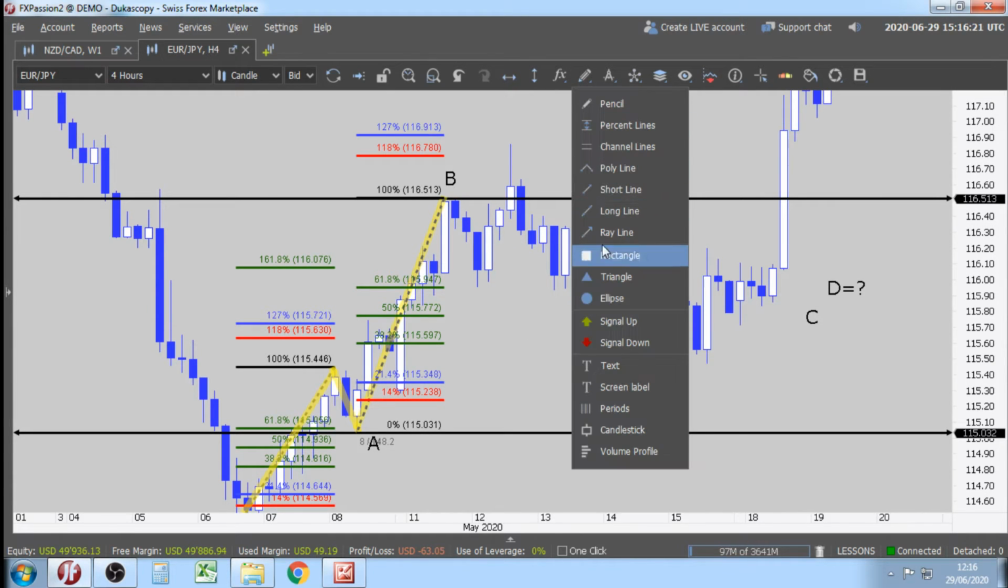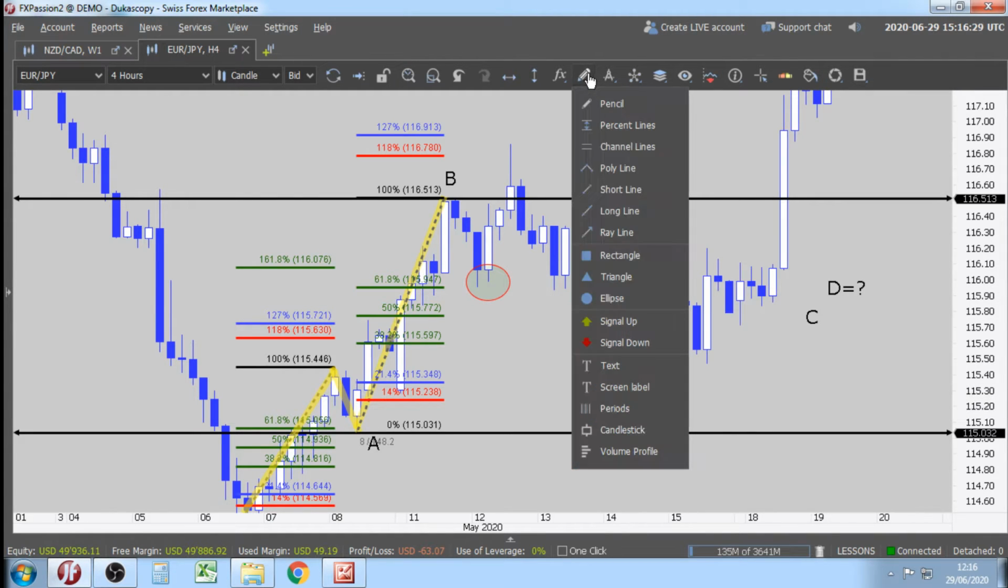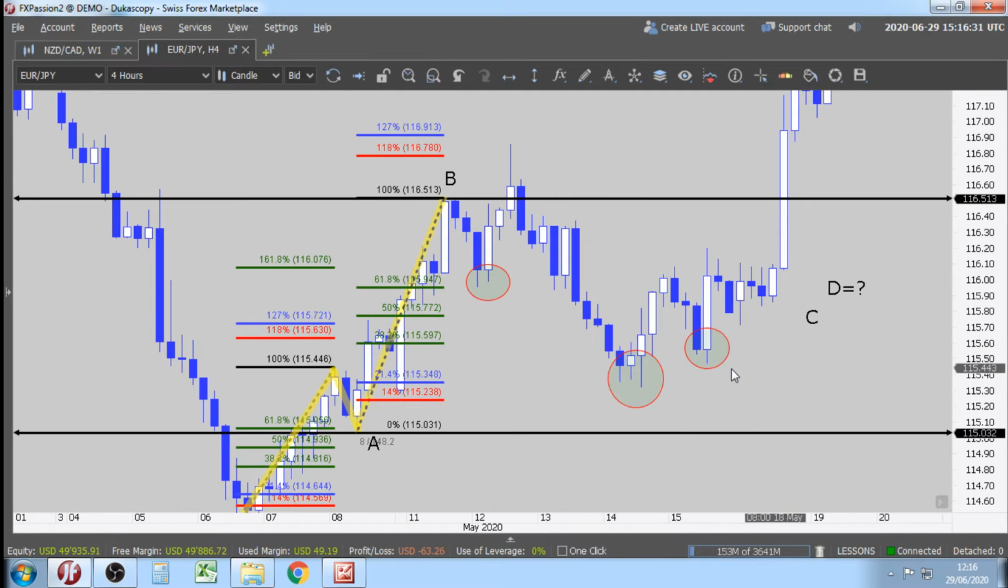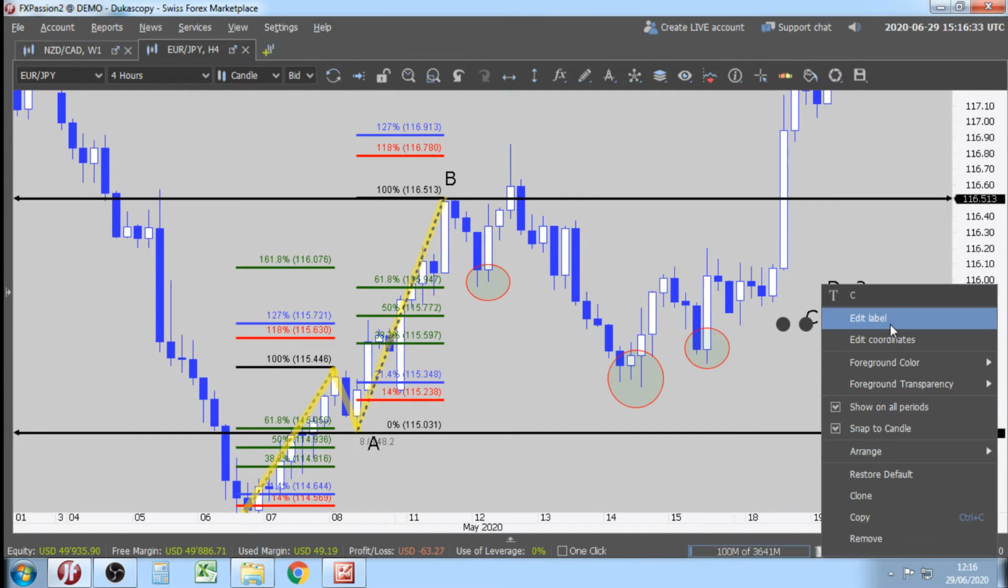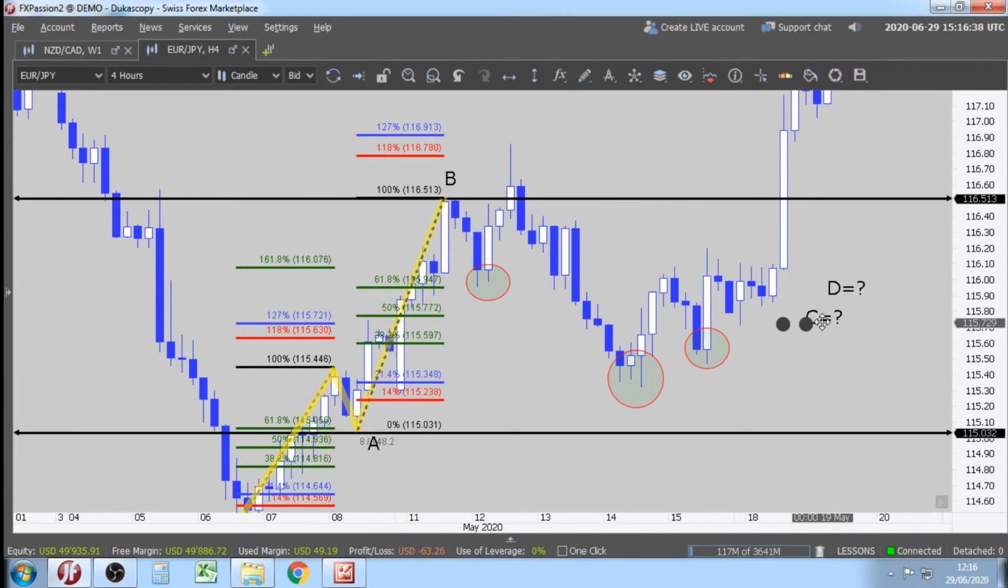Okay, everybody, which one is the C? Is it the first circle, the second circle, or the third circle? C equals question mark. Which one is the C, everybody? Is the first circle the C, is the second, or is the third? What do you think?